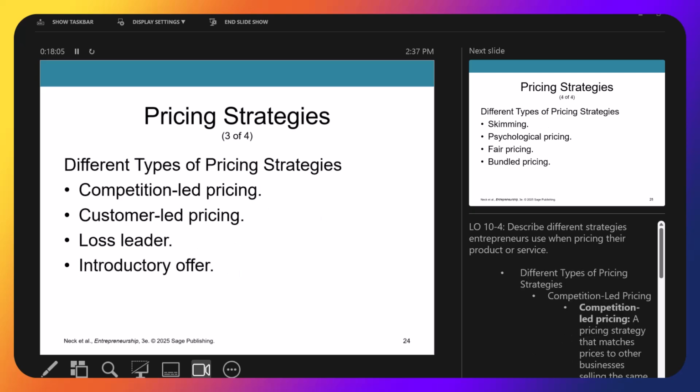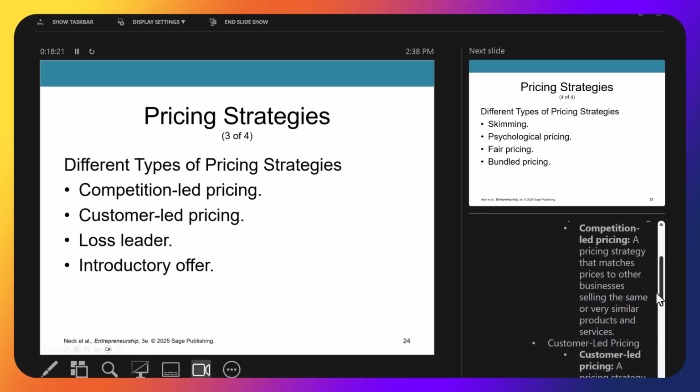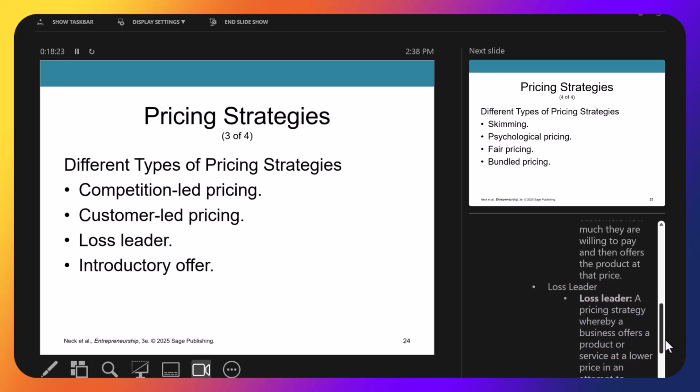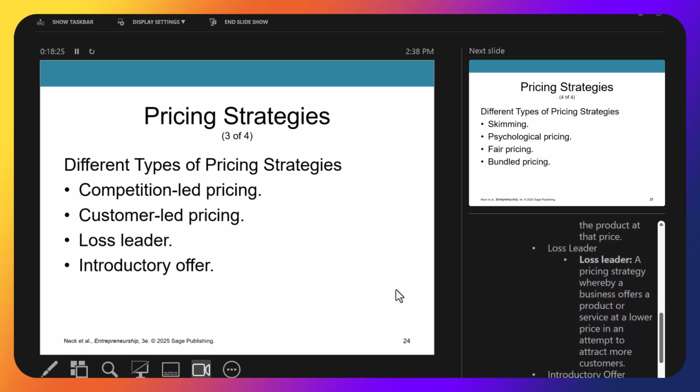Different types of pricing strategy. So you have competition-led pricing. This is basically when you make your price based upon what the competition out there, your competitors, are doing. Customer-led pricing is when you look at it and you ask the customers what they would be willing to pay. That's very important because, like we said, if you price too high, they won't come back. They won't purchase it.